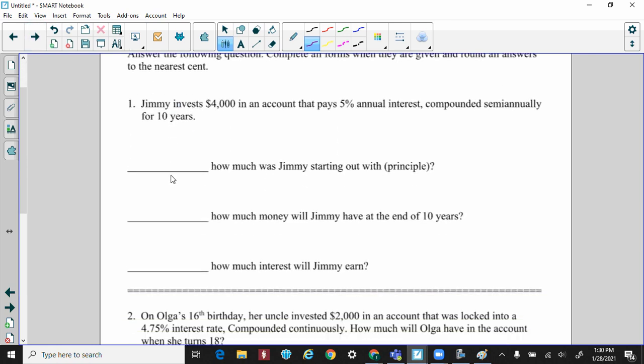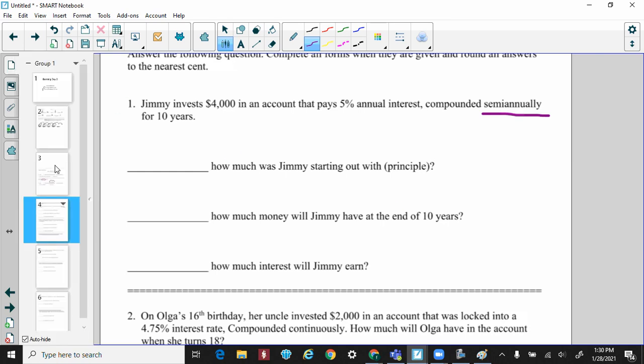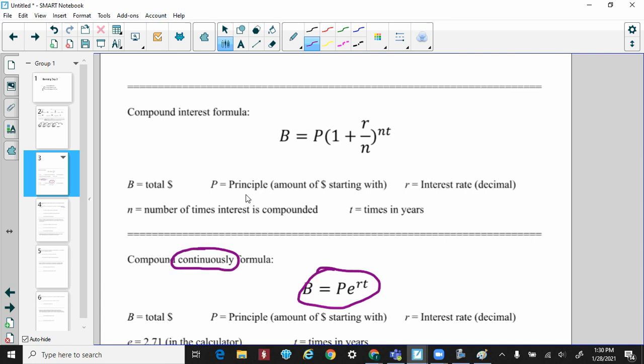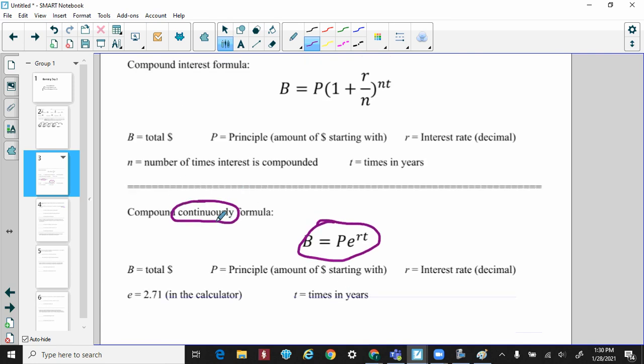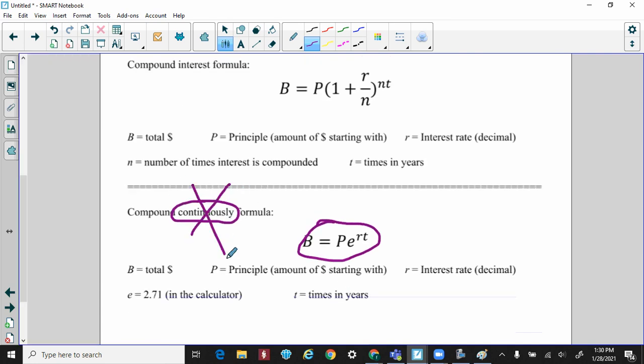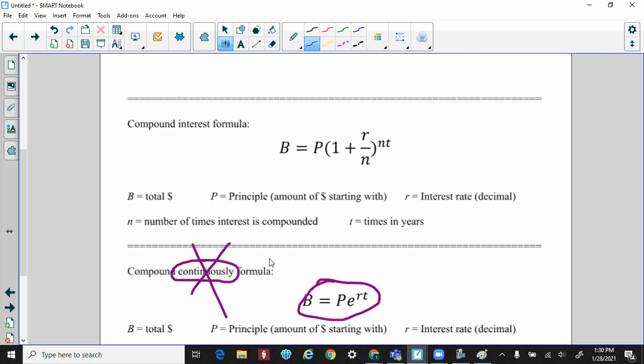Answer the following questions. Jimmy invests $4,000 in an account that pays annual interest compounded semi-annually. Pause for a second. Let's go back to our formulas. First off, the problem did not say anything about continuously, so I know that's not going to work. So it's going to be this one.